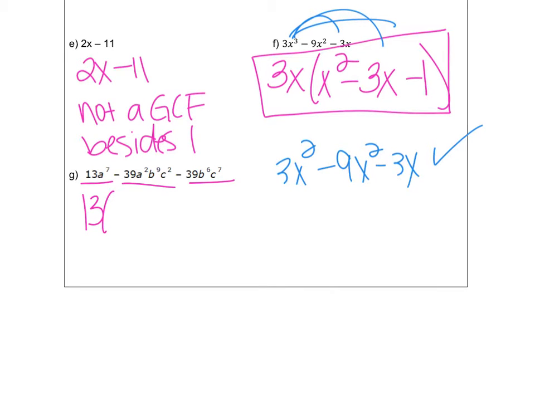So if I factor 13 out of this first term, I would just be left with a to the 7th. And then negative 39 divided by 13 is negative 3. And we're not doing anything to these variables because they don't have any variable in common. And then once again, negative 39 divided by 13 would just be negative 3.